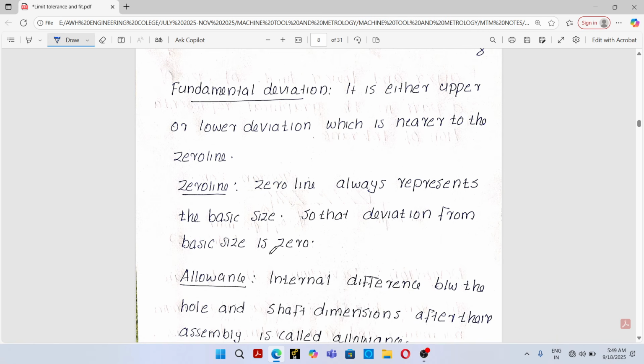So zero line will always represent the basic size, so that the deviation from the basic size is 0.